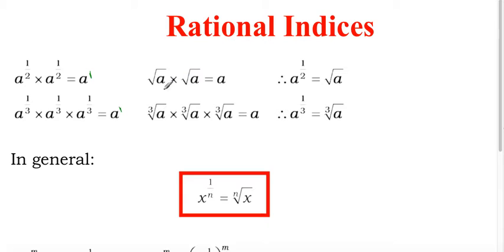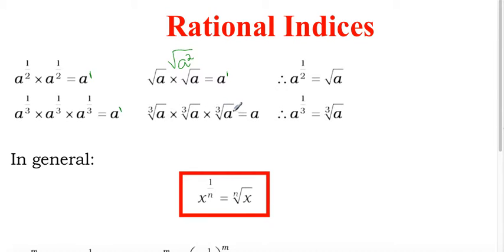But on the other side, we also know that if we have the square root of a times the square root of a, from your work on surds in grade 9, you know you multiply what's underneath the square root sign. So that would give you the square root of a squared, which means a squared and a square root cancel each other out because they're inverse operations. So you end up with just a, or a to the power of 1.